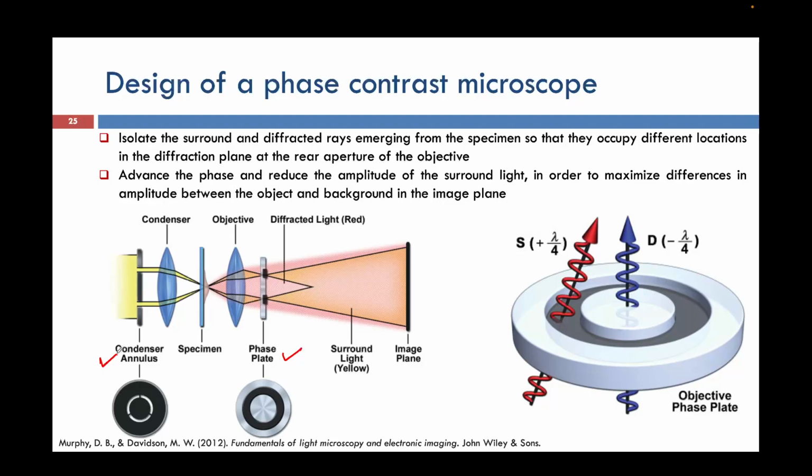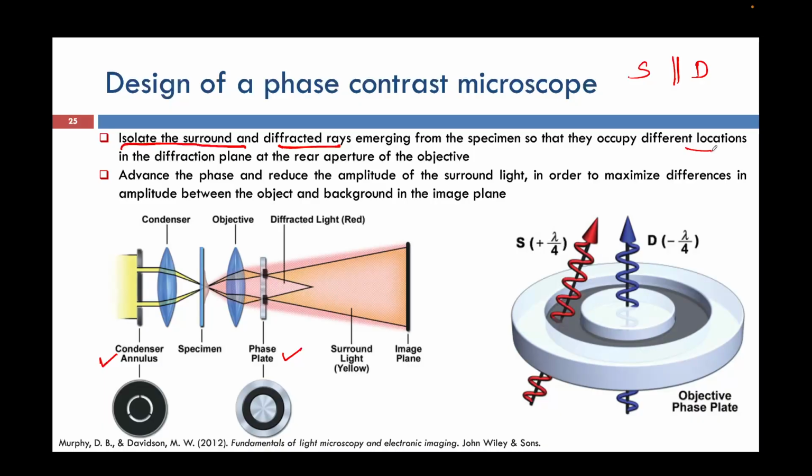our design, right? Those two things, what do they do? Isolate the surround and diffracted rays. Surround ray means S and diffracted ray means D. Okay, and from the specimen they occupy different locations in the diffraction plane of the objective. So what does it mean?